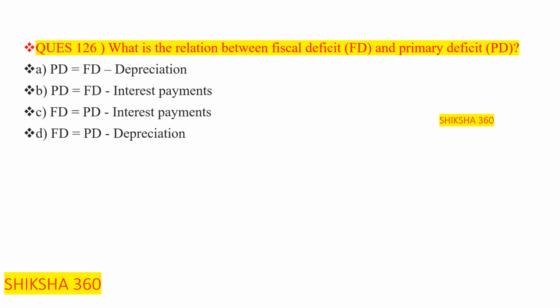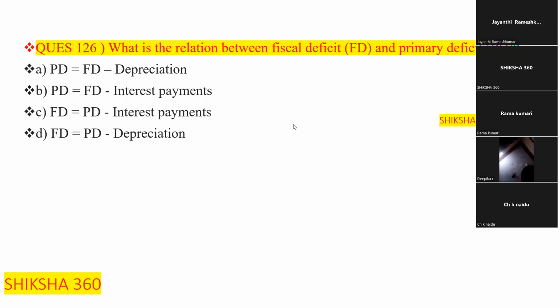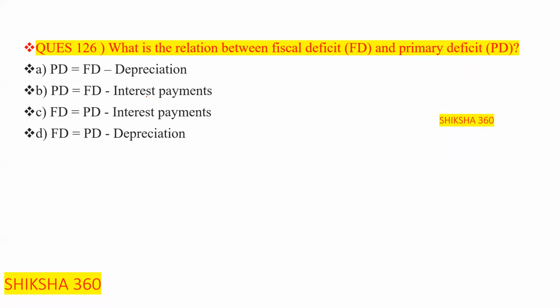In simple language, how can we get the primary deficit? Primary deficit we get from fiscal deficit minus interest payments. So this one is our answer. We have already discussed in detail all these terms. So option B is the correct answer.